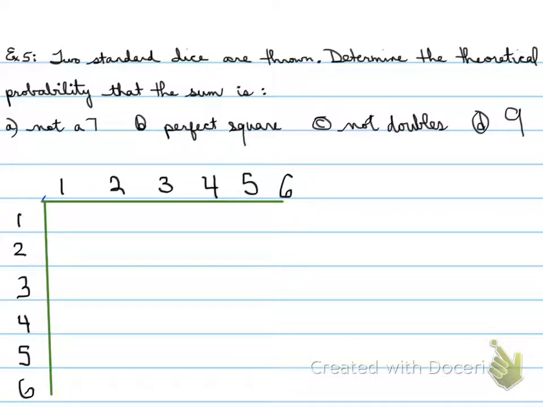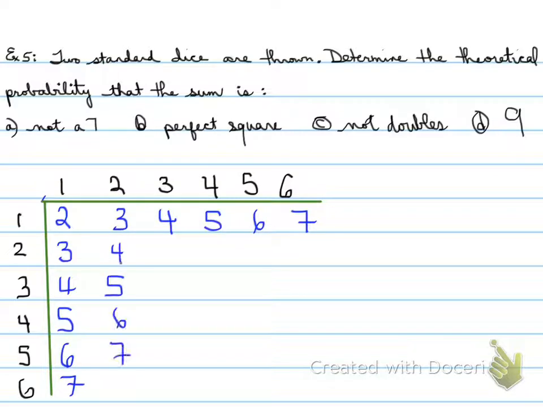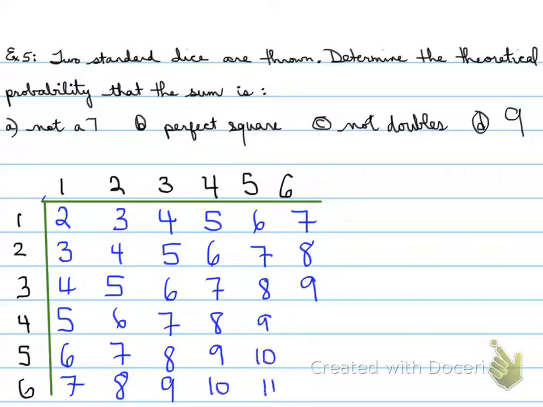Why are we doing that? Because we need to know their sums. Because this is saying it's not a 7, a perfect square, not doubles, and a 9. So we need to deal with all the sums. So the best thing to do here, folks, is to write it out. So we're going to write it out, add all the sums. Here we go. And we have all the sums here of the 2 dice.